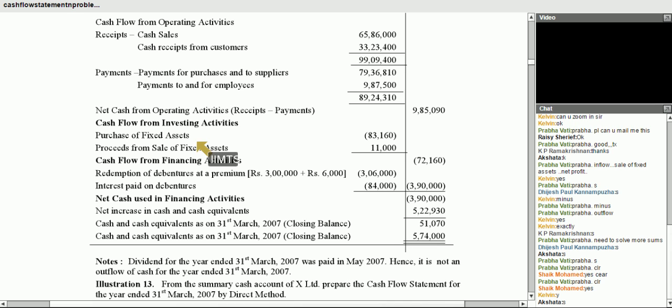Now next is cash flow from investing activities. Whenever we talk of investment, we talk about assets. So we have purchased fixed assets of 83,160 rupees, and proceeds from sale of fixed assets is 11,000. So we will subtract. We will get cash flow from investing activities as 72,160.